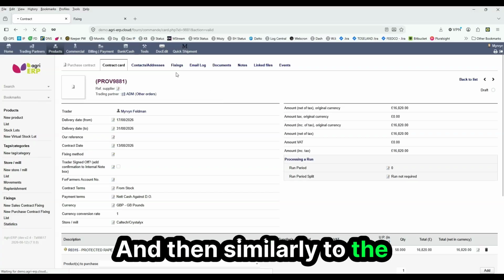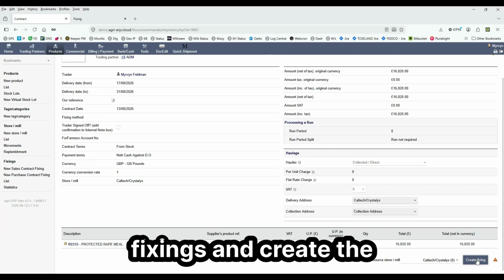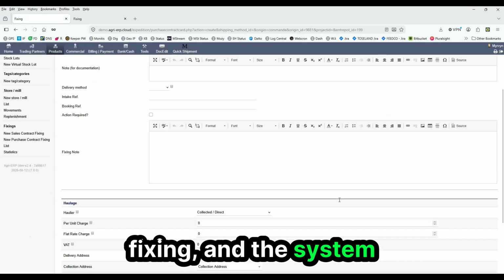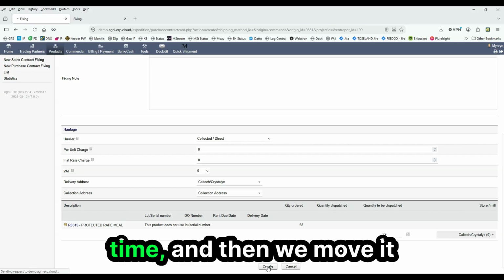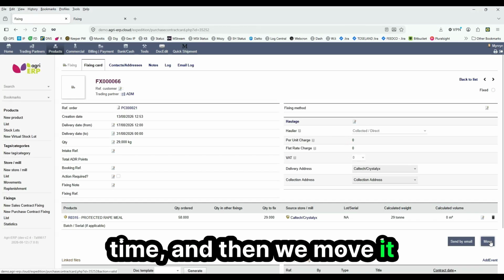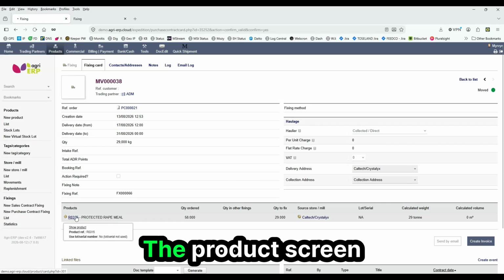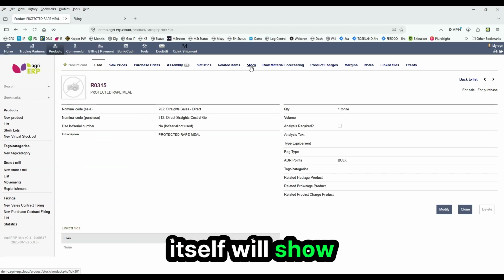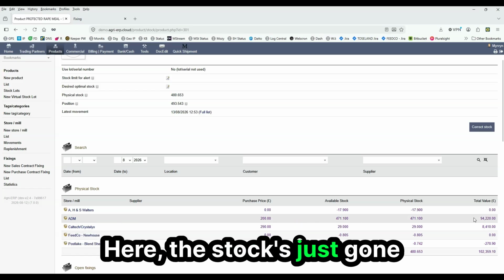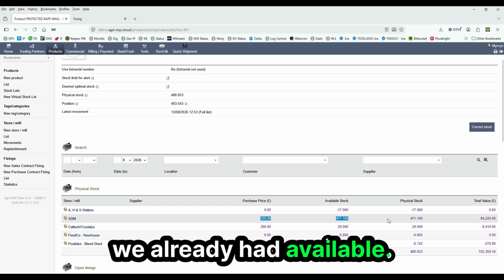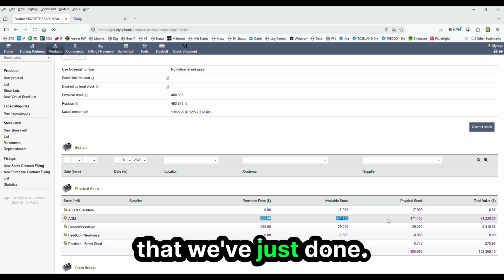And then similarly to the sales, the stock lotted view, we can go to fixings and create fixing. And the system will then ask how much do you want to come in. If we say we're going to get 29 tons in this time, and then we move it, the product screen itself will show here stock's just gone into that existing pile that we already had available. So the 471 tons now includes the 29 that we've just done.